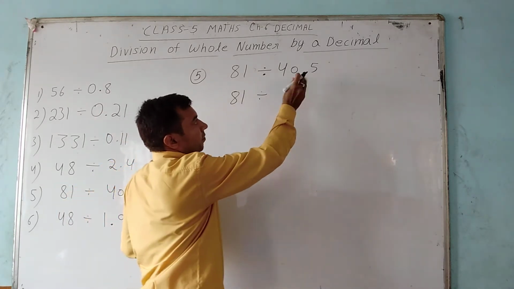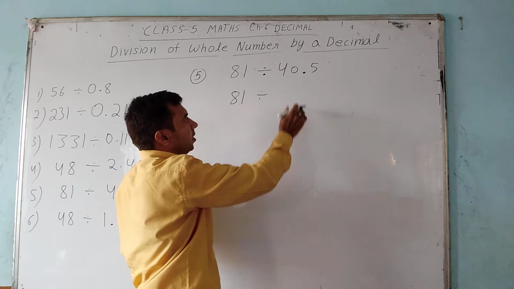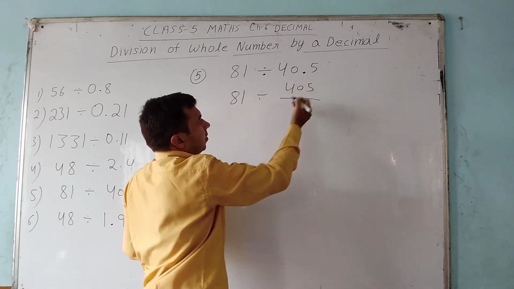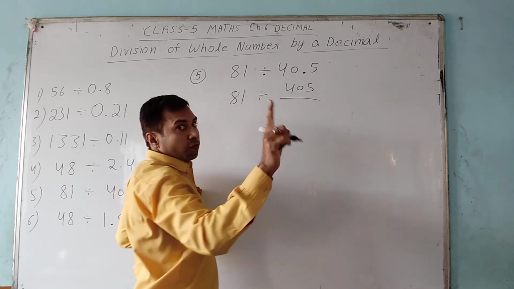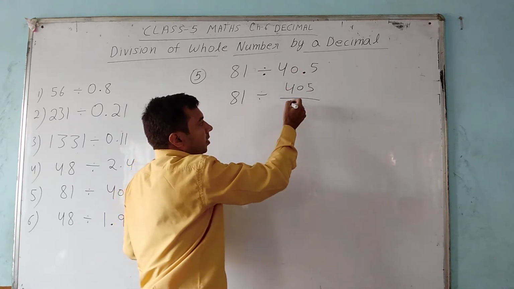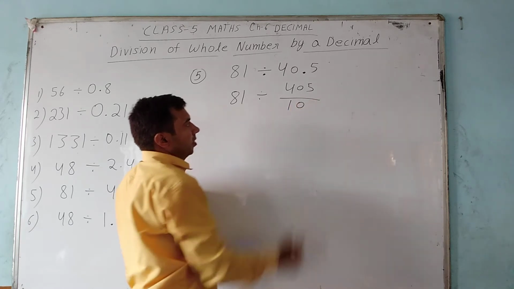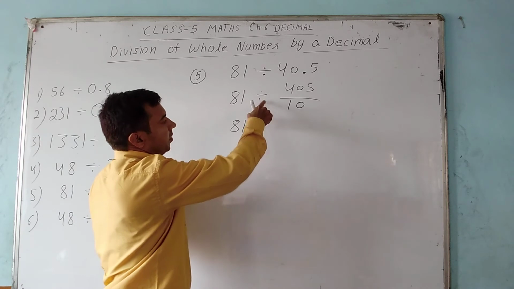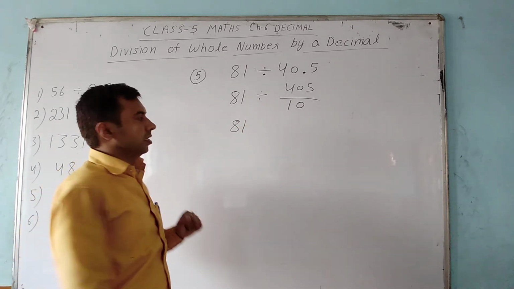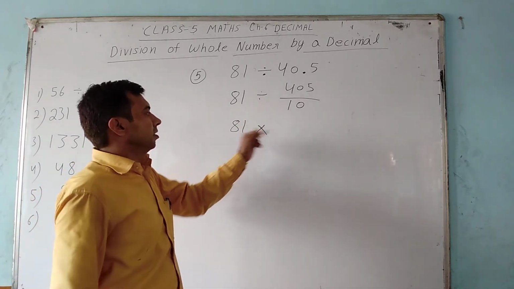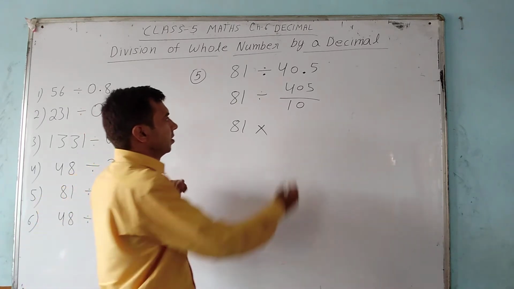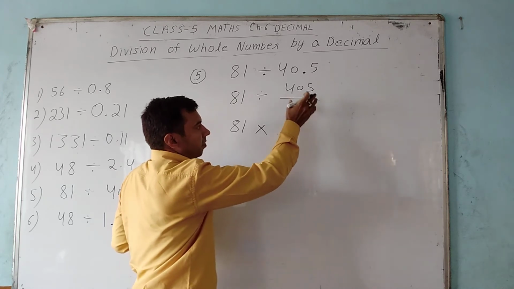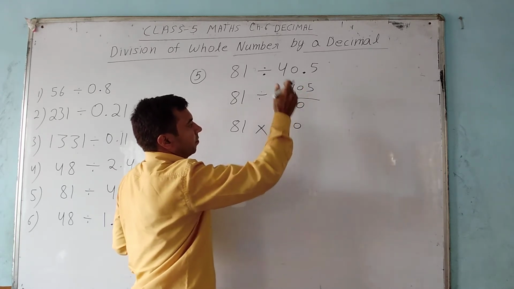How we convert? We write the number without decimal in numerator part. 405. How many decimal place? 1 decimal place. Write 1 in denominator and add 1 0 here. Next step, 81. We change the division sign into multiplication sign. As we change the division sign into multiplication sign, students, so what we do? We write a multiplicative inverse of this divisor.